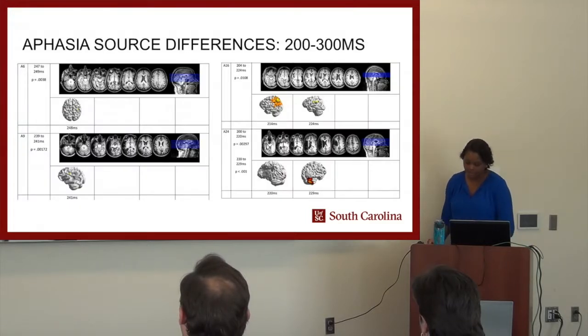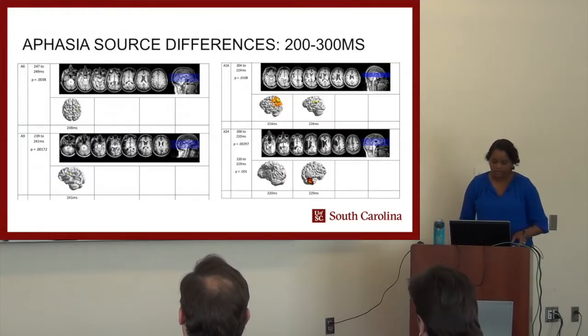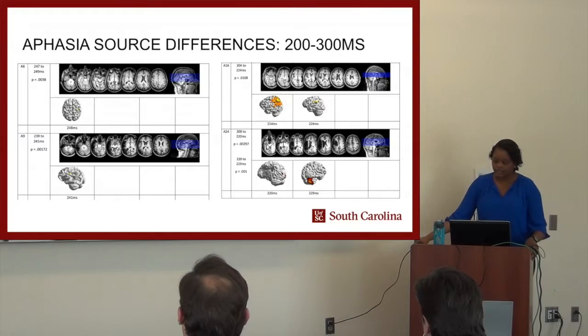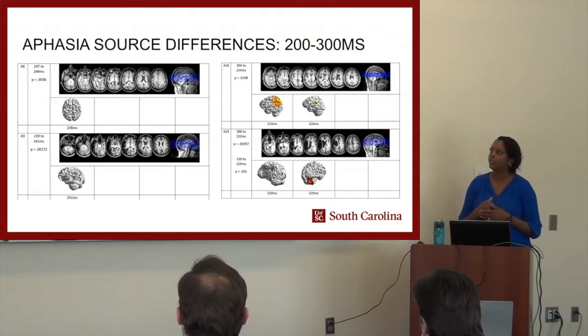From 200 to 300 milliseconds, there's a lot of activity in left parietal regions, and for the majority of the individuals, except one, the significant windows occurred after their peak N1 or before their peak N2, similar to the controls, so a transitional period before the motor compensation takes place.